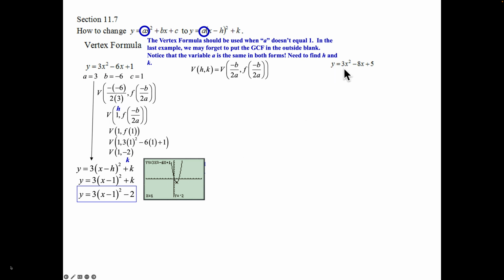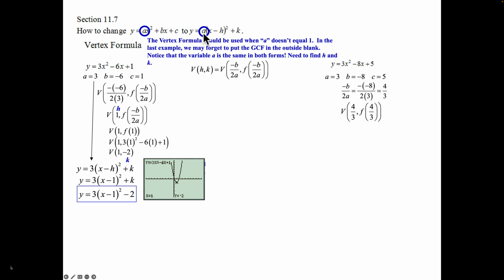Next, we have y equals 3x squared minus 8x plus 5. A is 3, b is negative 8, c is 5. All right, so like I said, find negative b over 2a first. Negative 8 over 2 times 3. 2 negatives, that's an 8. 2 goes into 8 4 times, it's 4/3. All right, so we have the h.